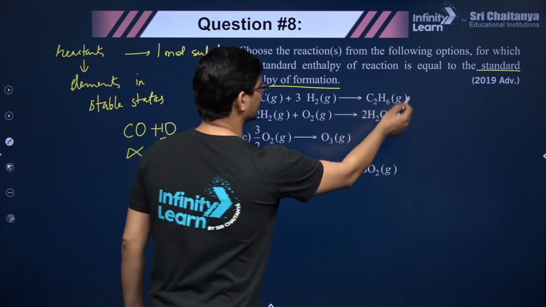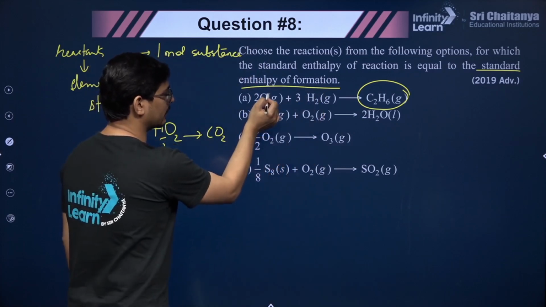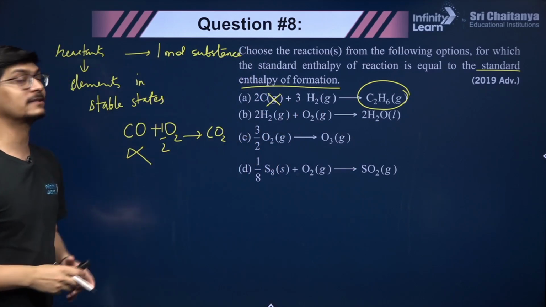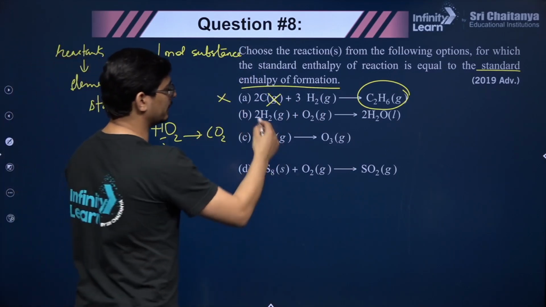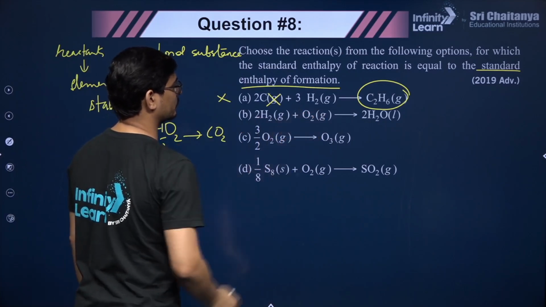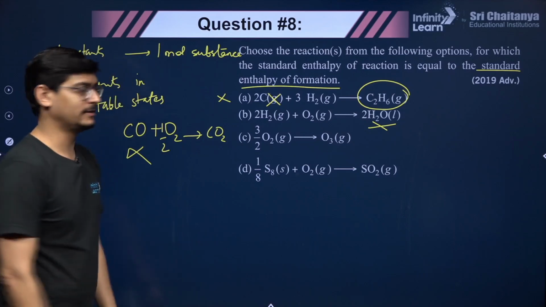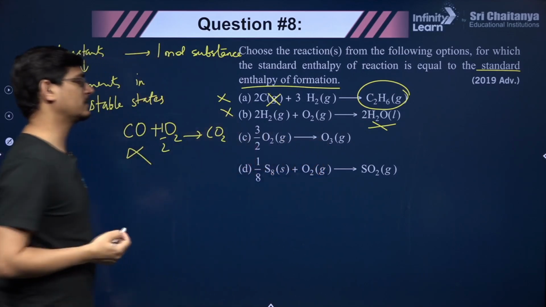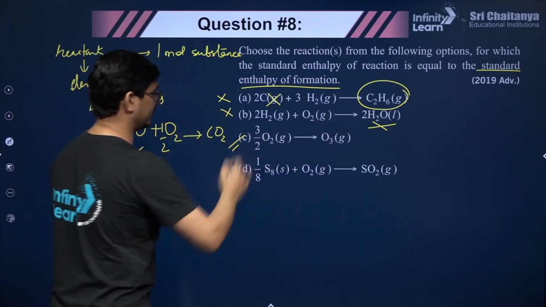So C2H6, 1 mole gas is forming, that's perfect. 3 hydrogen gas is perfect, but carbon gas is not good, because we know the stable form of carbon is graphite, solid graphite. So this cannot be the correct answer. Here 2H2 gas is okay, O2 gas is okay, but 2 moles of water cannot be formed, right? So again that is not allowed. 1 mole of ozone is formed. It is formed from the stable form oxygen, right? And 3/2 both are gases, so this is the correct answer.